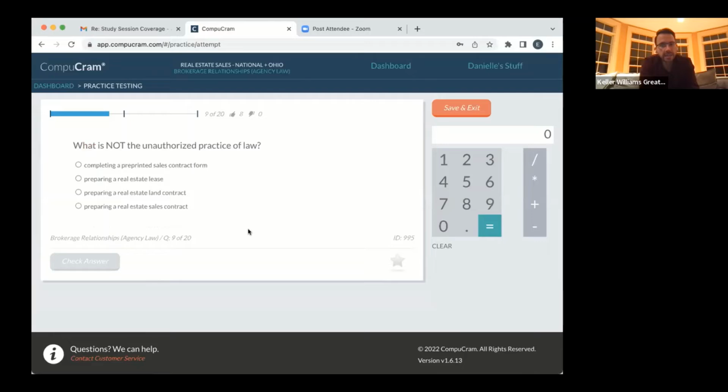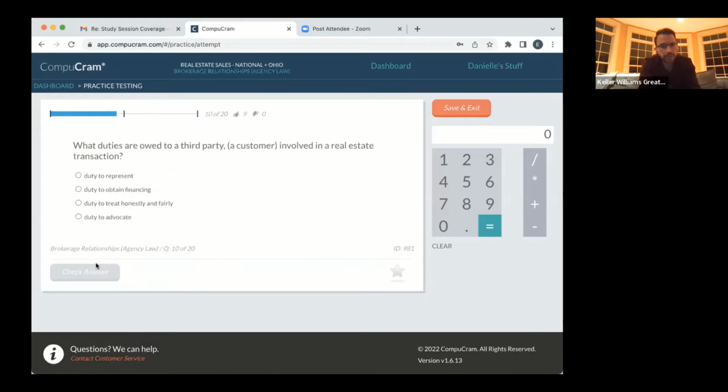All right, what is not the unauthorized practice of law? A, completing the pre-printed sales contract form. B, preparing a real estate lease. C, preparing a real estate land contract. D, preparing a real estate sales contract. Go ahead and type in your answers. I see a lot of A's, and that is correct. Very good, let's keep moving.